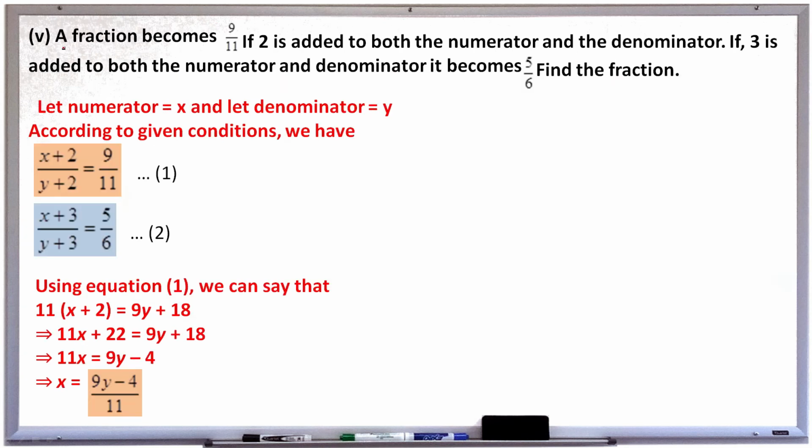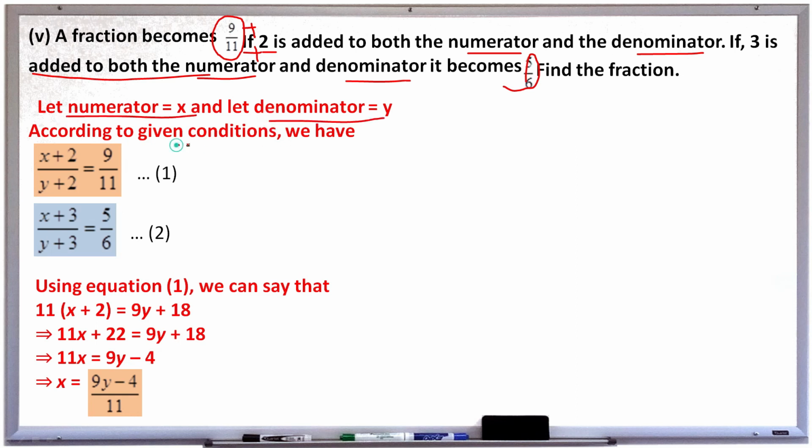Question number 5. A fraction becomes 9 by 11 if 2 is added to both the numerator and the denominator. If 3 is added to both the numerator and the denominator, it becomes 5 by 6. Find the fraction. Let us take the numerator as x and the denominator as y.